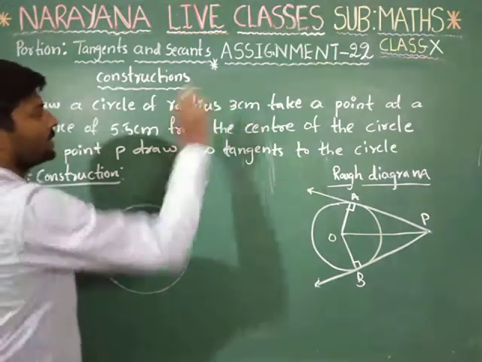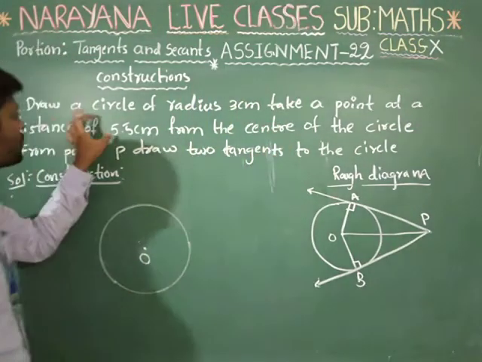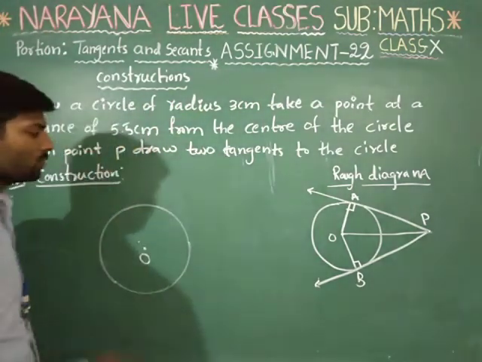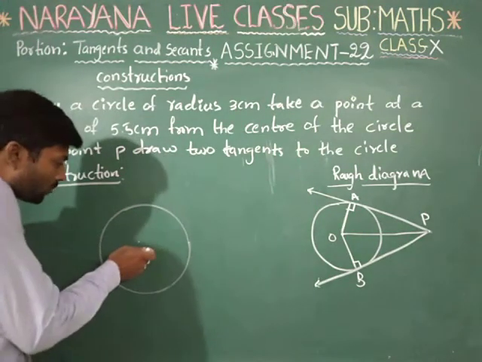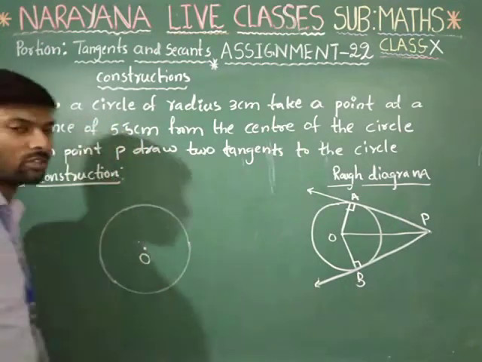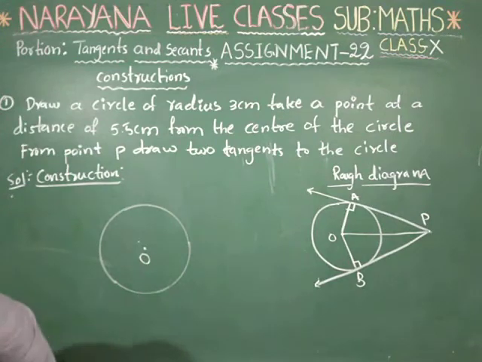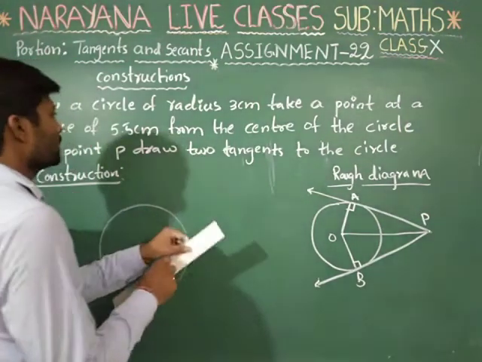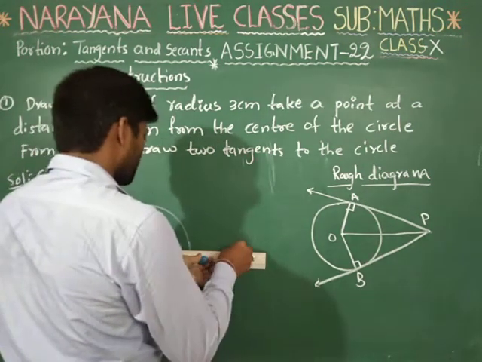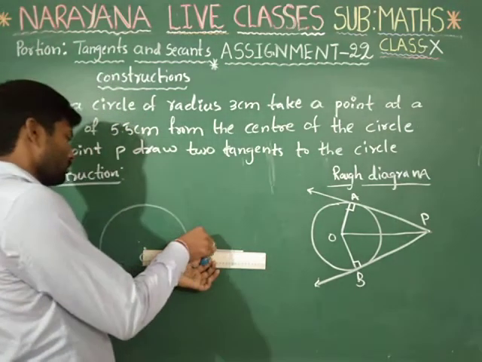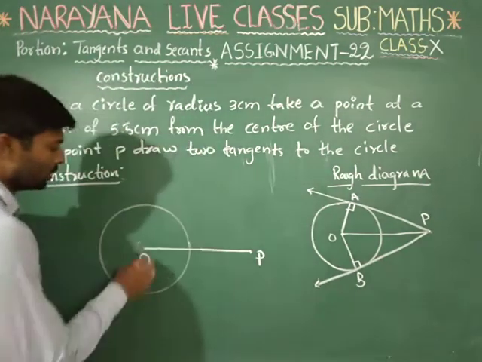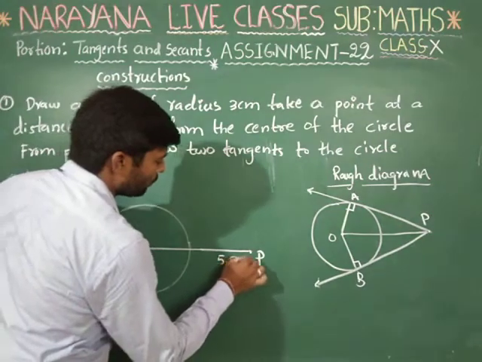So what is the radius? 3 centimeters. Now take a point at a distance of 5.5 centimeters from the center of the circle. So we have to take a point P which is outside the circle. The distance from the center of the circle must be 5.5 centimeters. So we take a point away from the center, and let's call it P. So the total length OP is 5.5 centimeters.